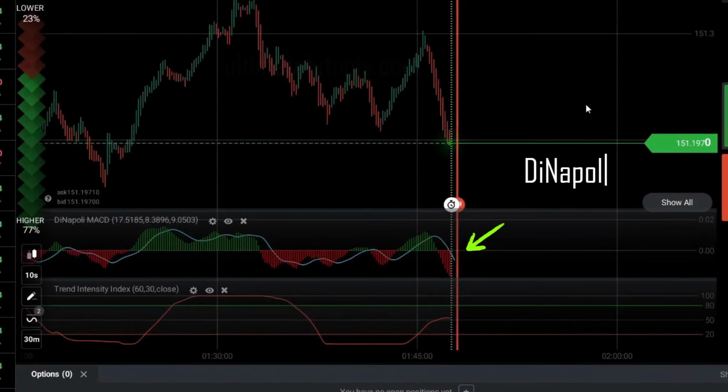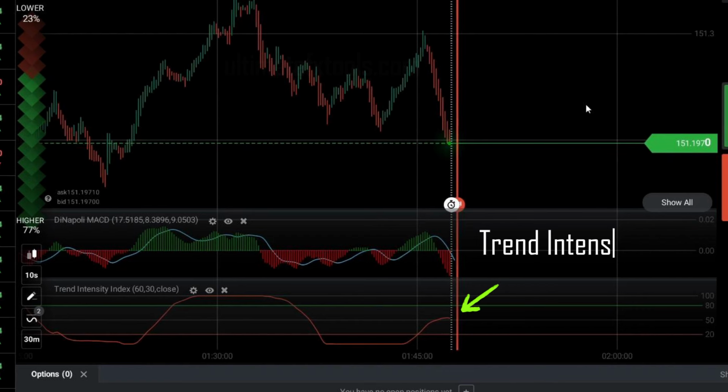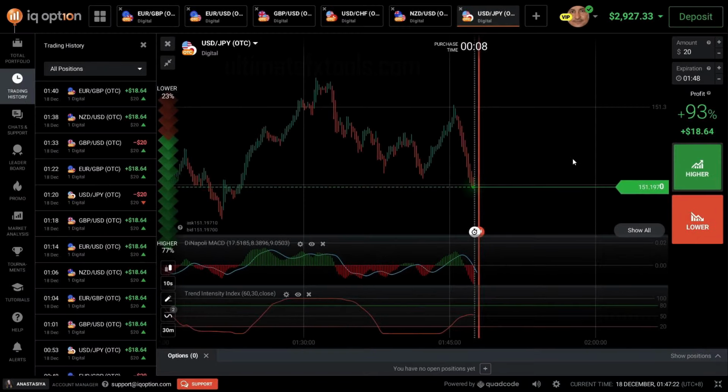The DiNapoli MACD creates a down arrow on its blue line, while our trend intensity index is in its middle zone, creating a 50-50 chance of the trend going up or down. But our MACD is stating that there will be a trend reversal since our red bars have already reached the higher support level. Let's reverse this and go for higher.